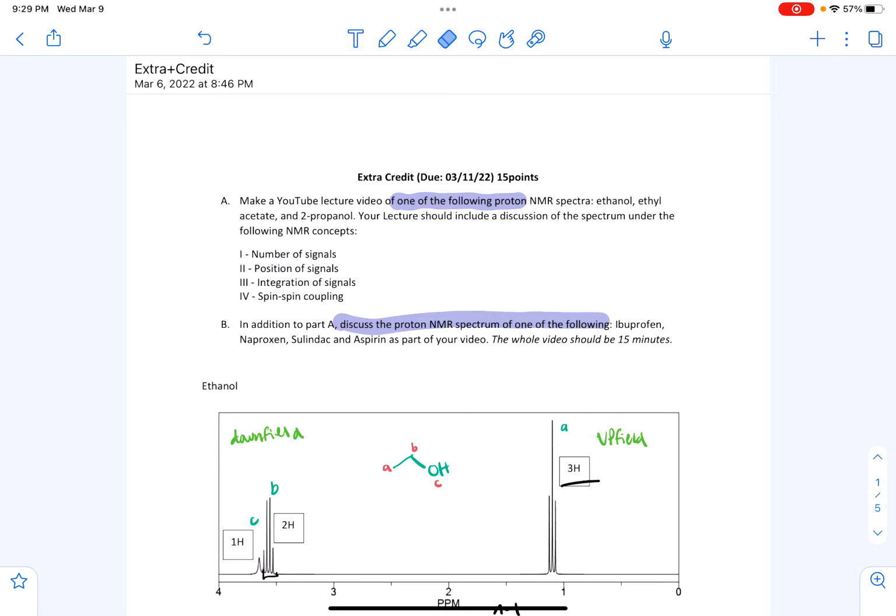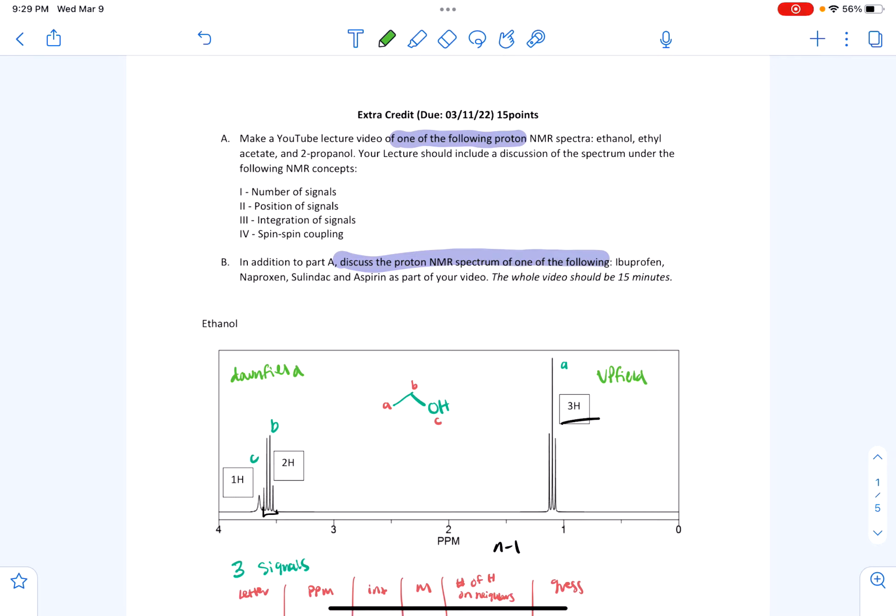Hello everyone, this is my NMR extra credit video, and I'm just going to analyze a few NMRs for you and explain that whole process. Today I'll be going through ethanol as well as ibuprofen in these two scans, and we'll go over them through number of signals, position of signals, integration of signals, and spin-spin coupling.